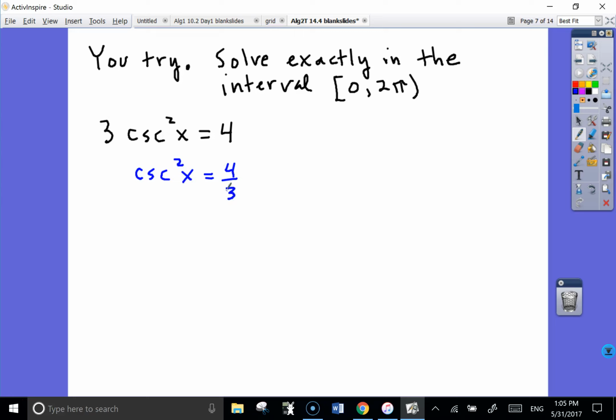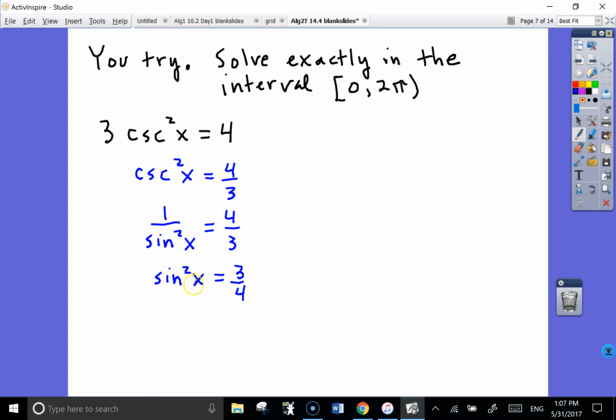And just to get you started here, because I know this is always one that causes a little bit of trouble the first time you see it. But you've been shown now, right? So cosecant squared is 1 over sine squared. And then I can flip both sides. Sine squared equals 3 over 4. That's what you've got to do. Now you keep going.